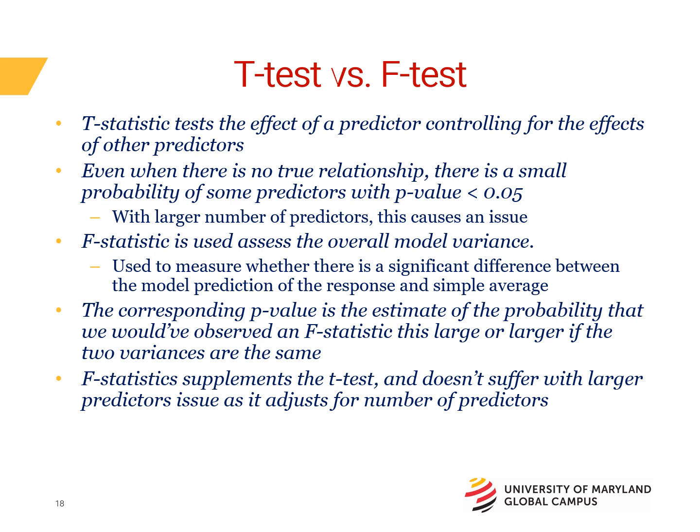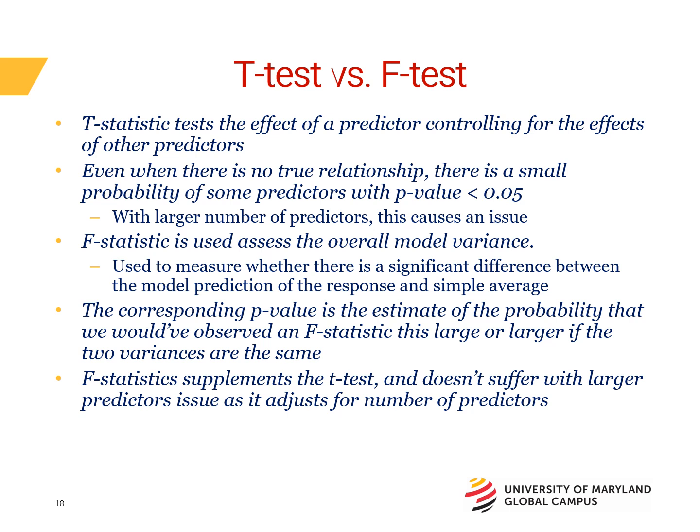Okay, now let's talk about the difference between the t-test and F-test. Okay, we use the t-statistic for testing the significance of the estimated parameters and to assess the effect of the jth predictor on the response, controlling for the other predictors. Now, even when there is no true relationship, there is still a small probability of some predictors having very small p-values.